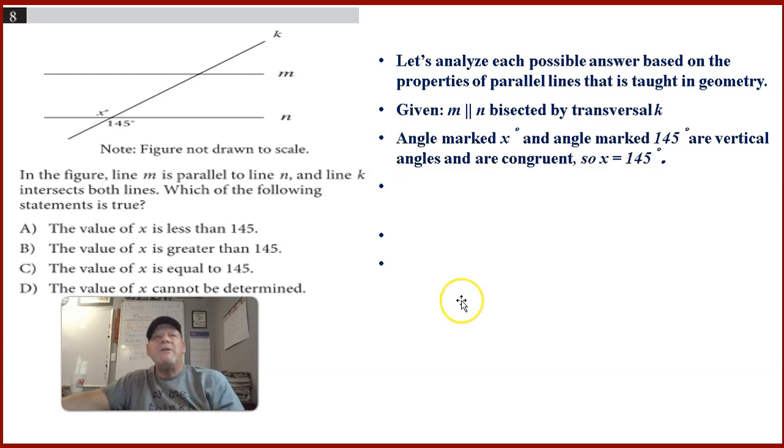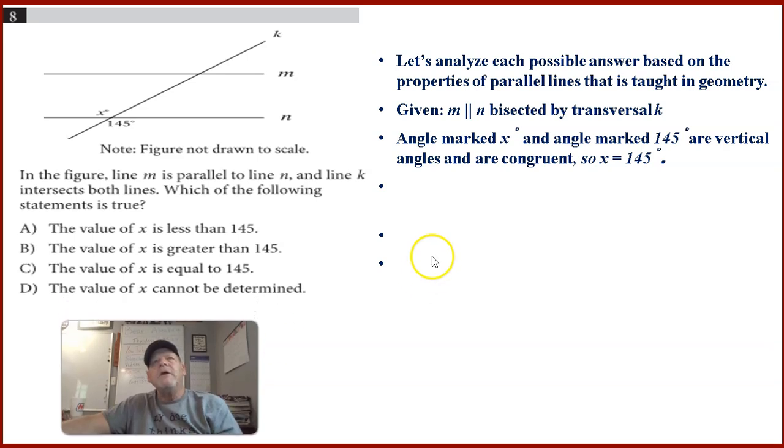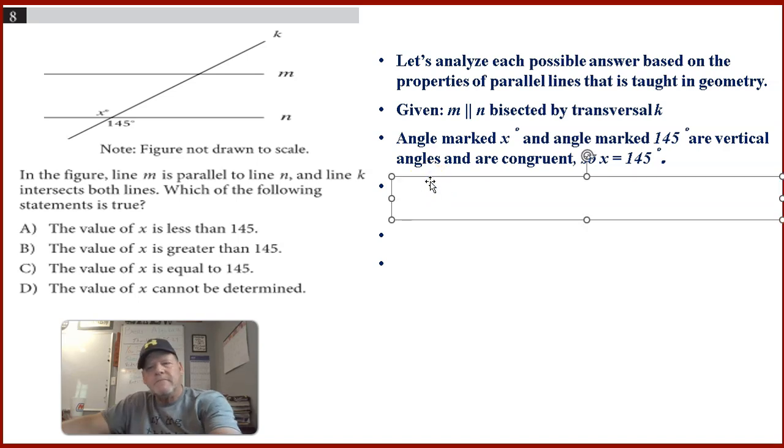That's the way I teach it in geometry when I'm teaching geometry. Angle X degrees, this angle right here, and angle 145 degrees are called vertical angles. Vertical angles are congruent. That means that X is also 145 degrees.